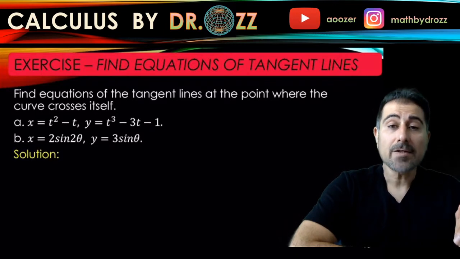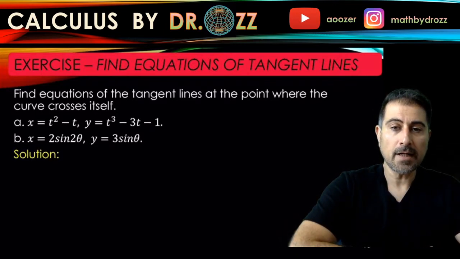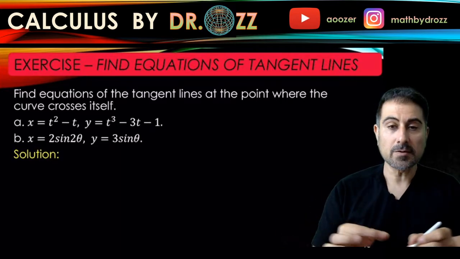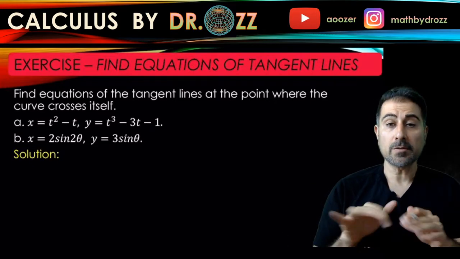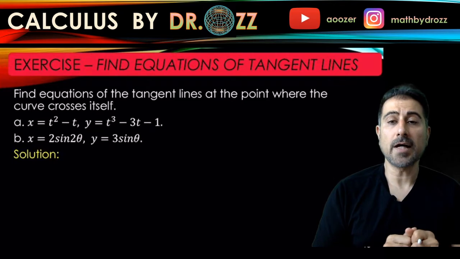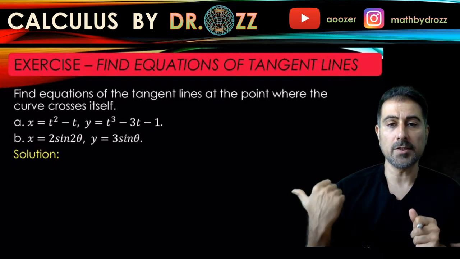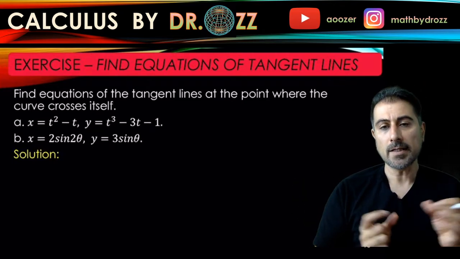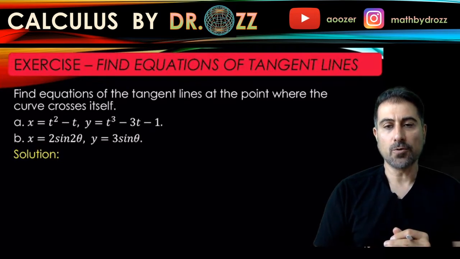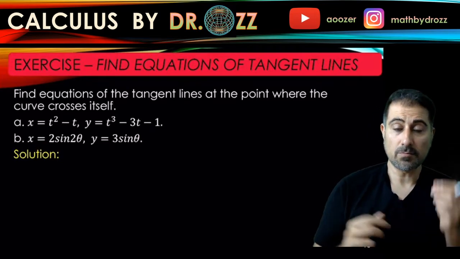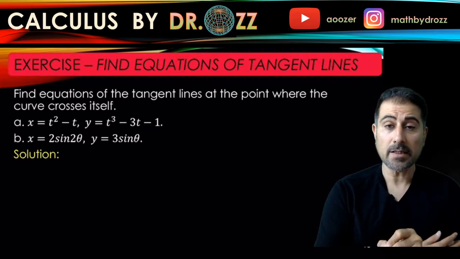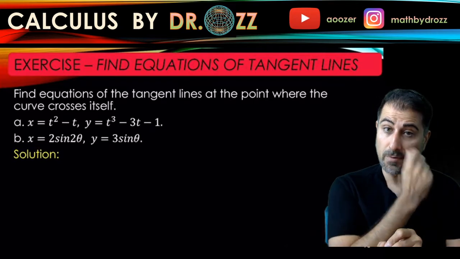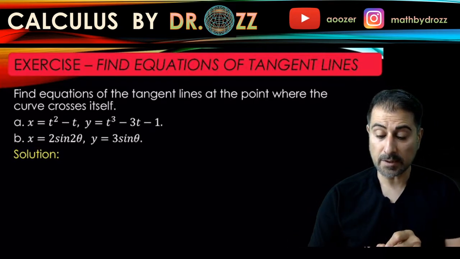To be able to see that, you should graph the parametric equations first, because by looking at this description it's very hard to see where it crosses itself. So you can pause the video and graph t squared minus t for x and t cubed minus 3t minus 1 for y, and use a large enough range of values of t to see where the curve is crossing itself.